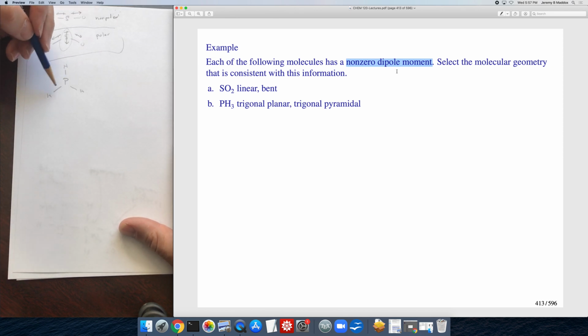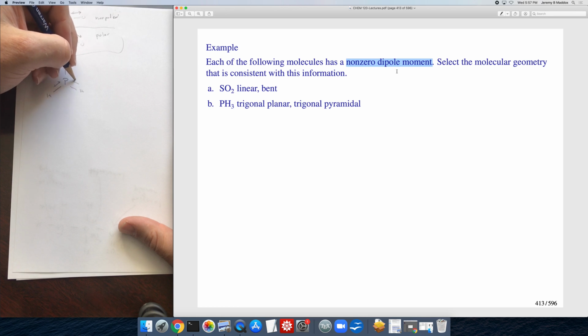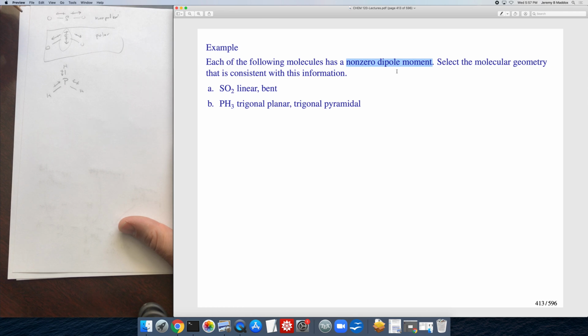Okay? I think that phosphorus and hydrogen have about the same electronegativity, so there's not going to be much of a bond dipole moment. Anyway, let's just say that the phosphorus is a little bit more electronegative than the hydrogens, and so we'll put those going this way. Okay, so that's what the hypothetical trigonal planar structure would predict. Again, all of these arrows are going to cancel each other out. Okay, and so for this arrangement, we would expect there to be no dipole moment, not a non-zero dipole moment.